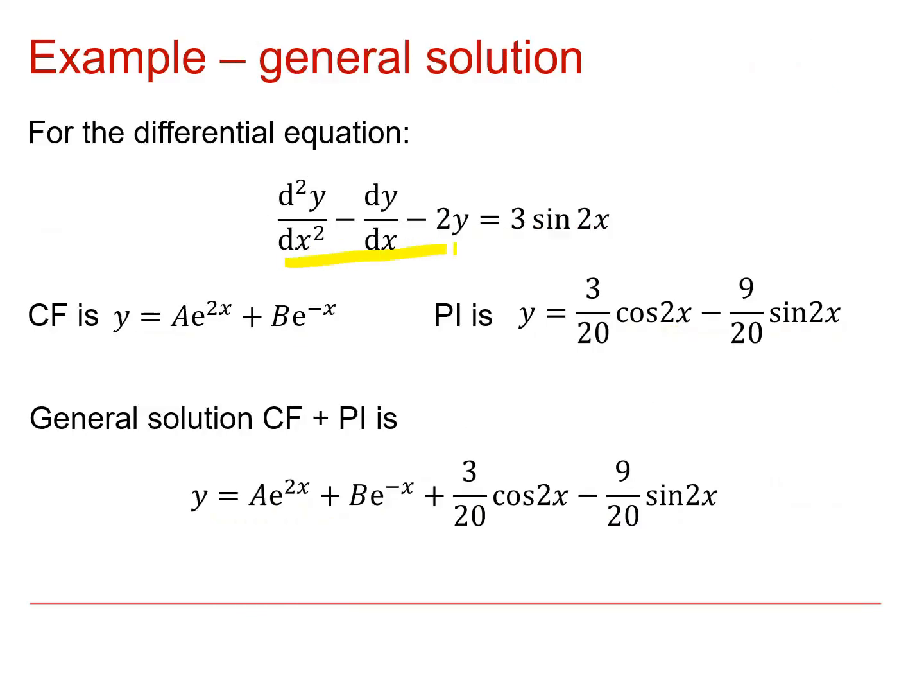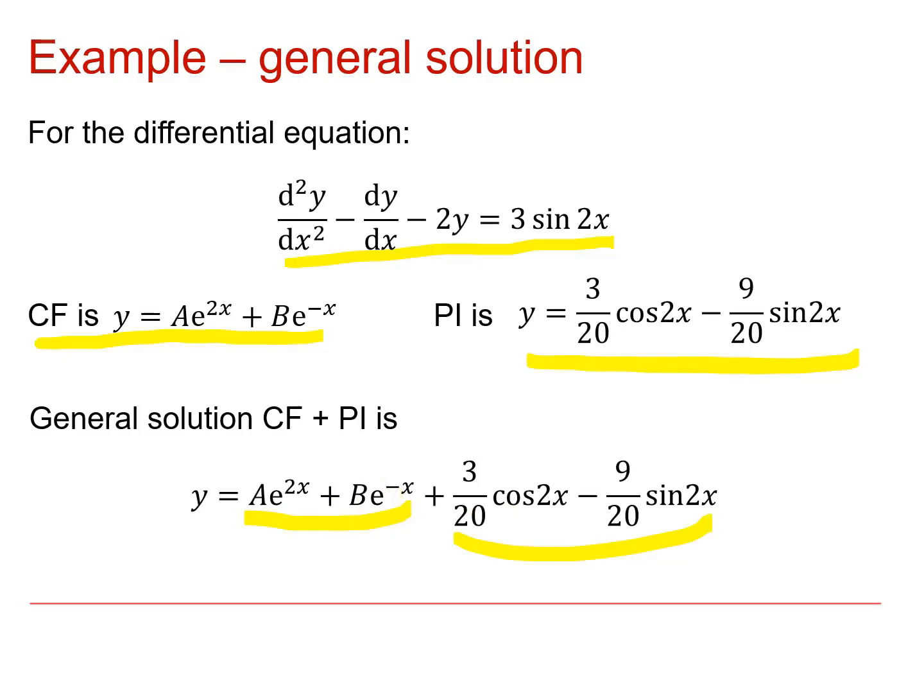So if we've got this differential equation with this right-hand side, we know the complementary function is this, and we've seen that two or three times by now. And the particular integral we've just seen works out to be this. And we know the solution is the complementary function plus the particular integral. So I get the complementary function plus the particular integral.